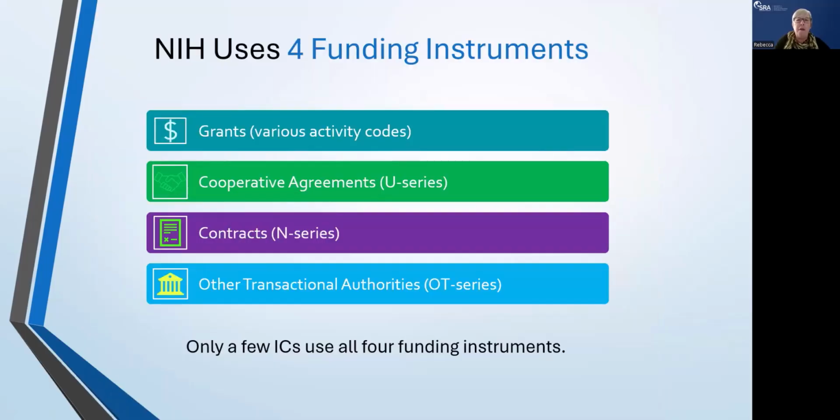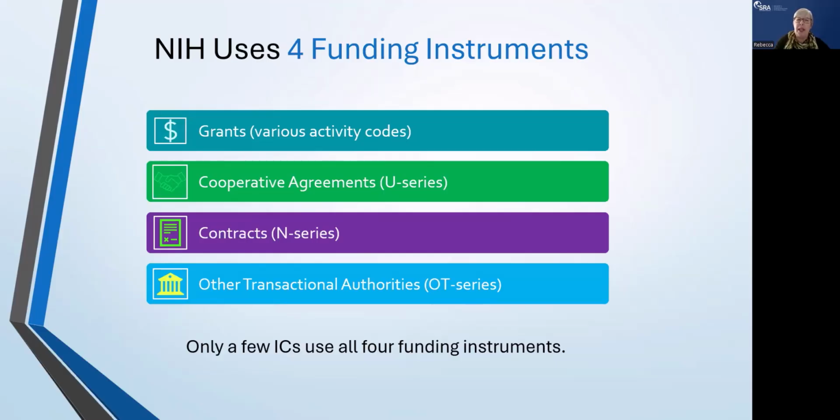There are 4 funding instruments that the NIH uses. It uses grants, cooperative agreements, contracts, and other transactional authorities. You should know the difference. The grant and cooperative agreements are assistance. Contracts are acquisition. Other transactional authorities are something unique. They're not assistance, and they're not quite acquisition either.